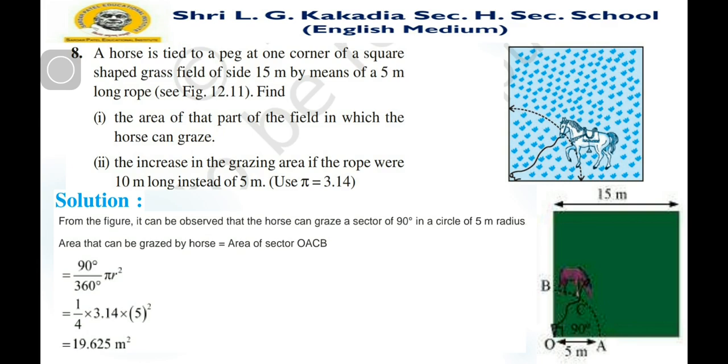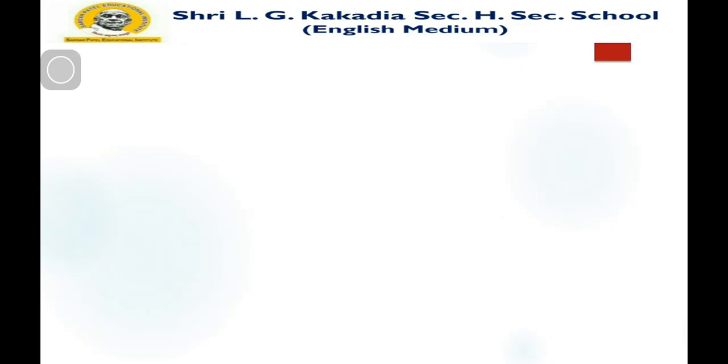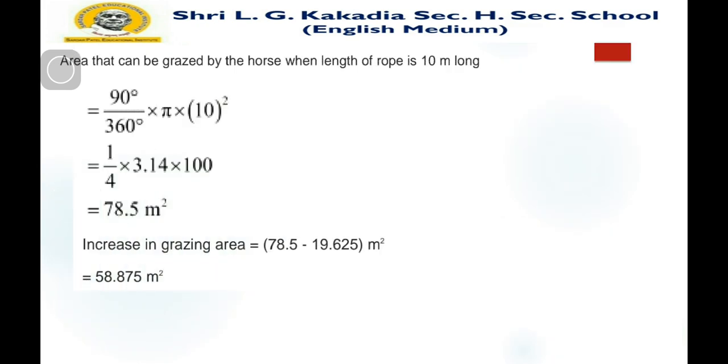Now we are going to increase the length of rope from 5 to 10 meters. So we want to find the increased area, for which we subtract the small sector from the increased sector. The area that can be grazed by the horse when the length of rope is 10 meter long is 90 degree divided by 360 degree into pi into 10 square. That way we can find the area is 78.5 meter square.